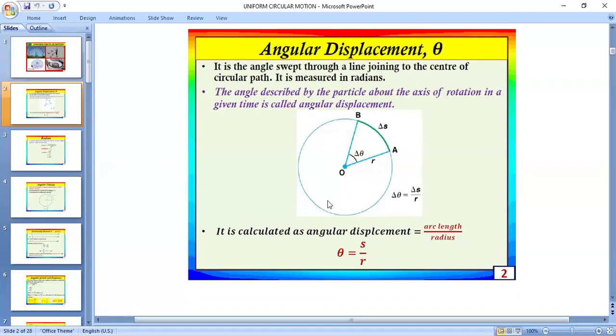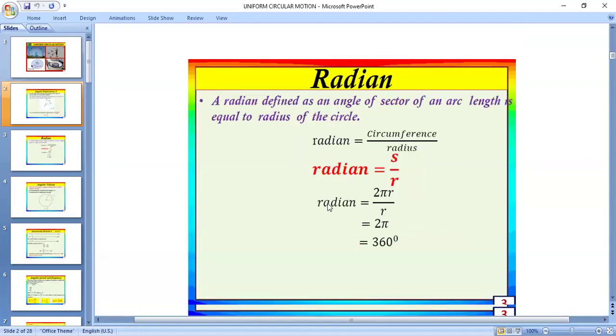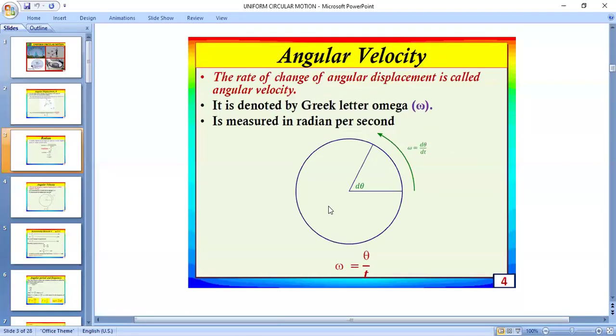From there, we move to angular velocity. So remember, in the first case, we have just said that the first term, for those who are joining now, is angular displacement, and we've said that it's given by arc length over radius.